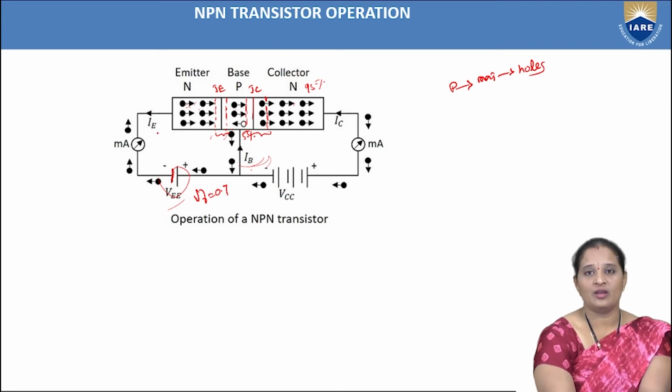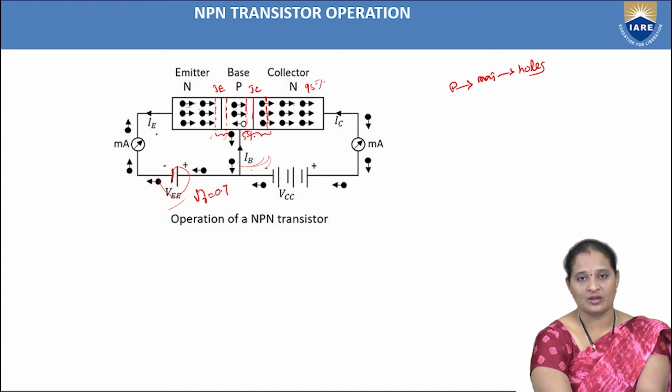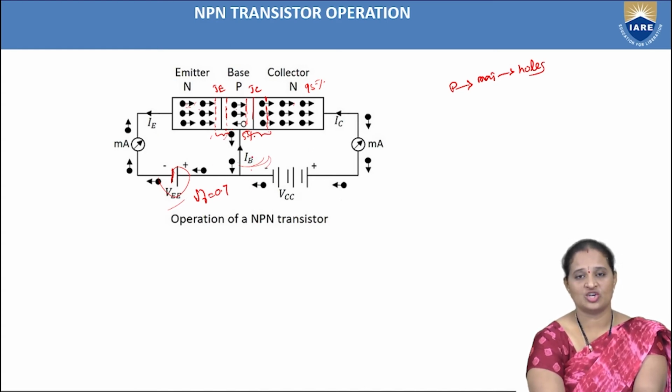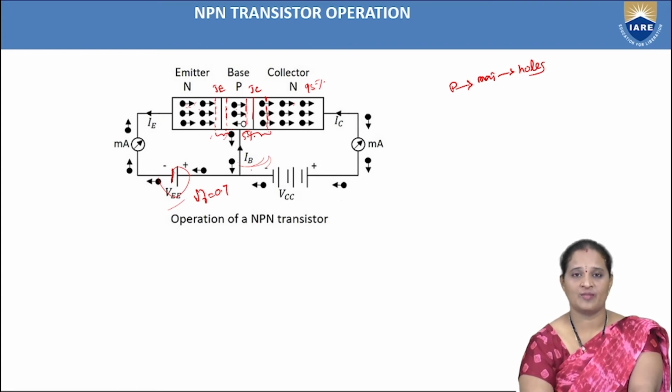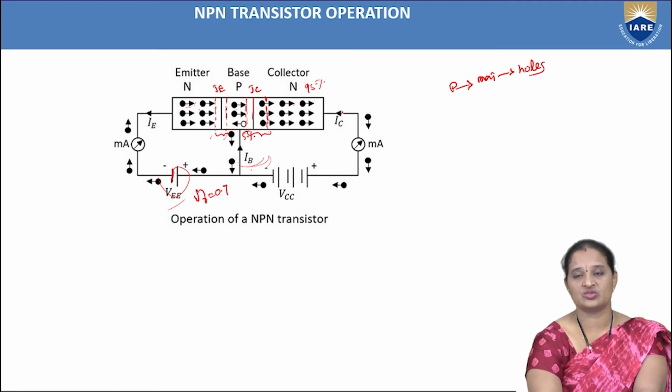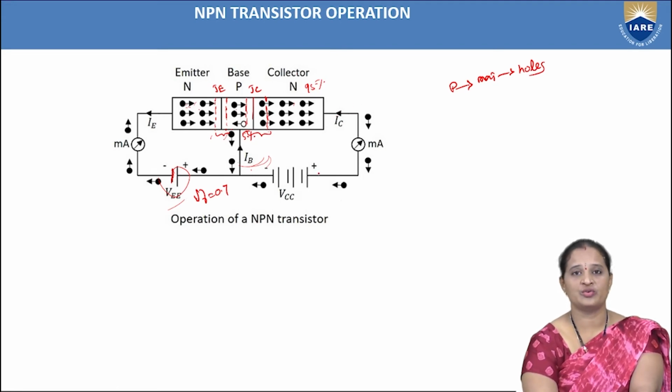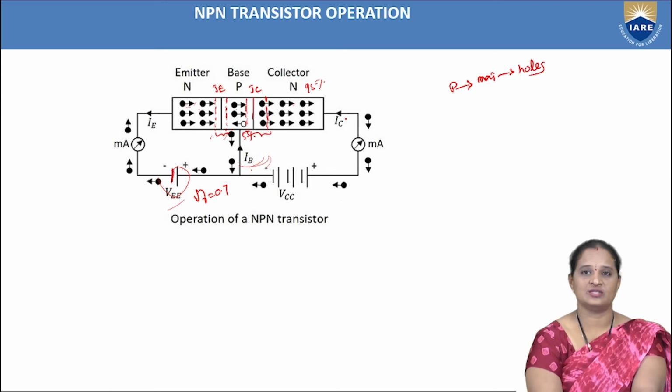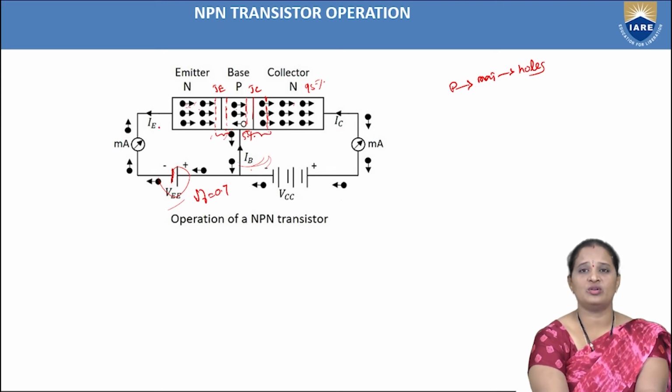So in the given emitter current, that is IE, only 5% is flowing through the base terminal, due to the recombination of electrons and holes in the base region, and the remaining 95% of the electrons, or majority charge carriers, are collected by the collector terminal, which leads to some current flow through the collector terminal, that is IC. And now, how about this direction?